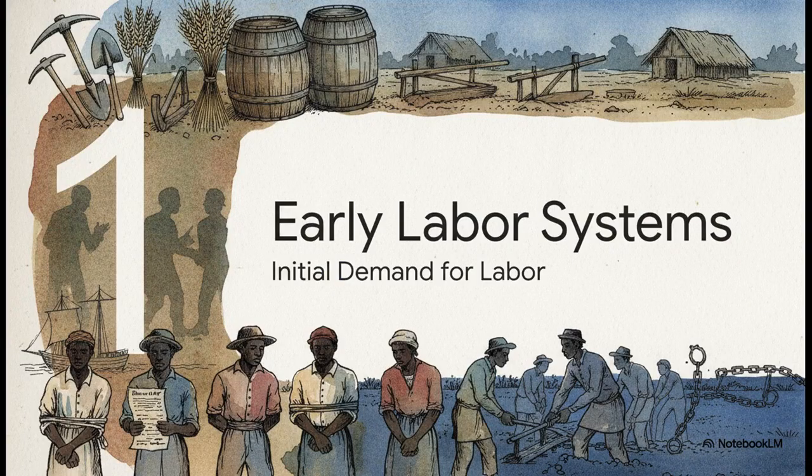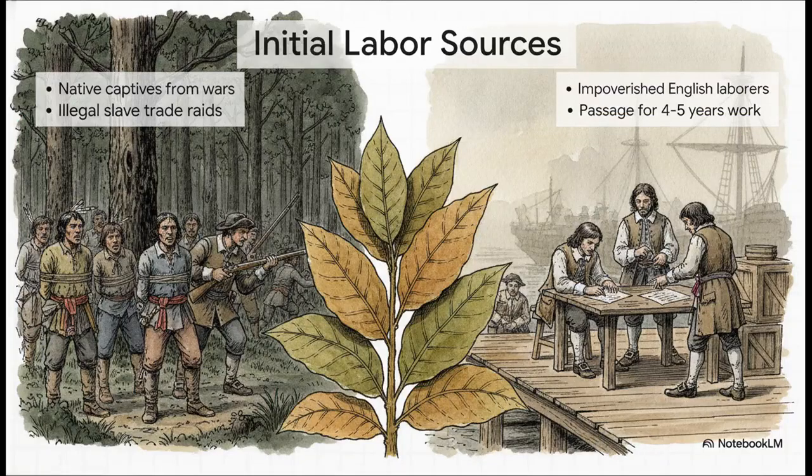All right, let's jump straight into Section 1, Early Colonial Labor Systems and the Initial Demand for Labor. Picture the early 17th century. The English colonies are absolutely desperate for workers to grow lucrative cash crops, like tobacco. So who did they turn to first? Well, they relied heavily on two main groups.